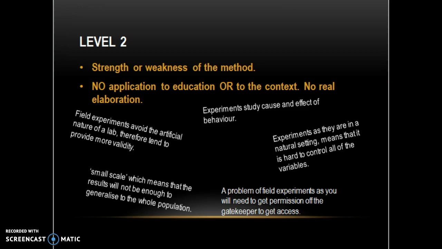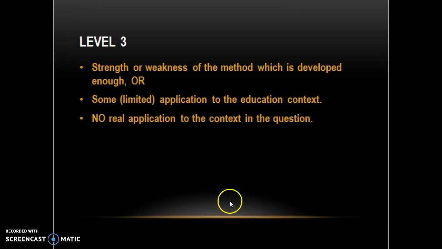Okay, so just to explain what I mean, for example this one, they tend to be higher in validity. They need to explain what we mean by high in validity and why they are high in validity, just a little bit more. Okay, they study cause and effect. Tell me a bit more to get higher than level 2. These are just stated points, but they're not explained. And in the case of getting the permission from the gatekeeper, there's no real clarification or application to who in education that gatekeeper might be, which would get them to level 3.